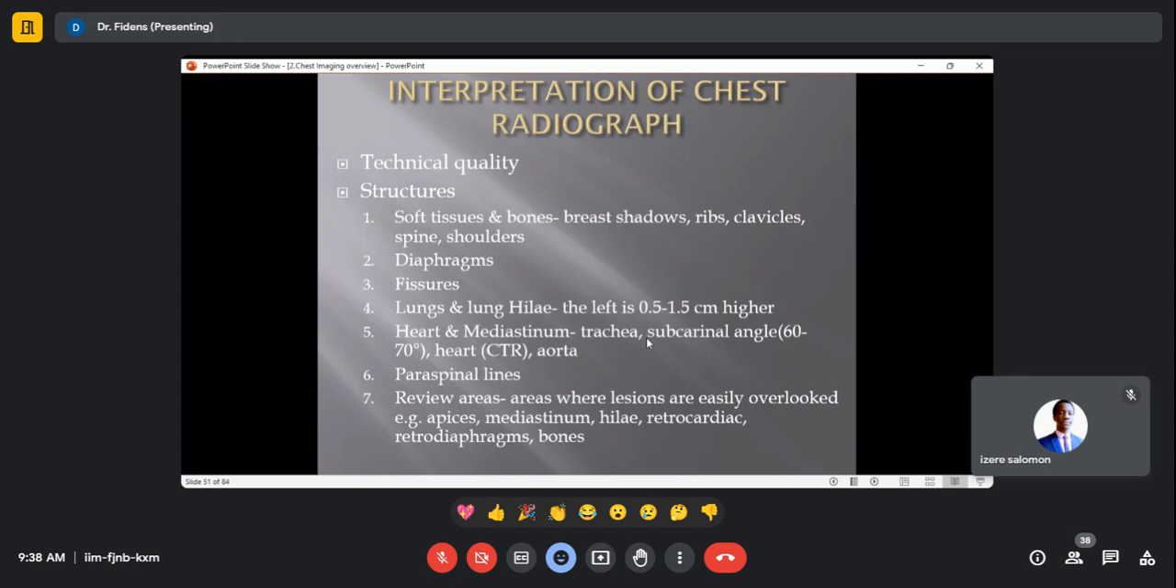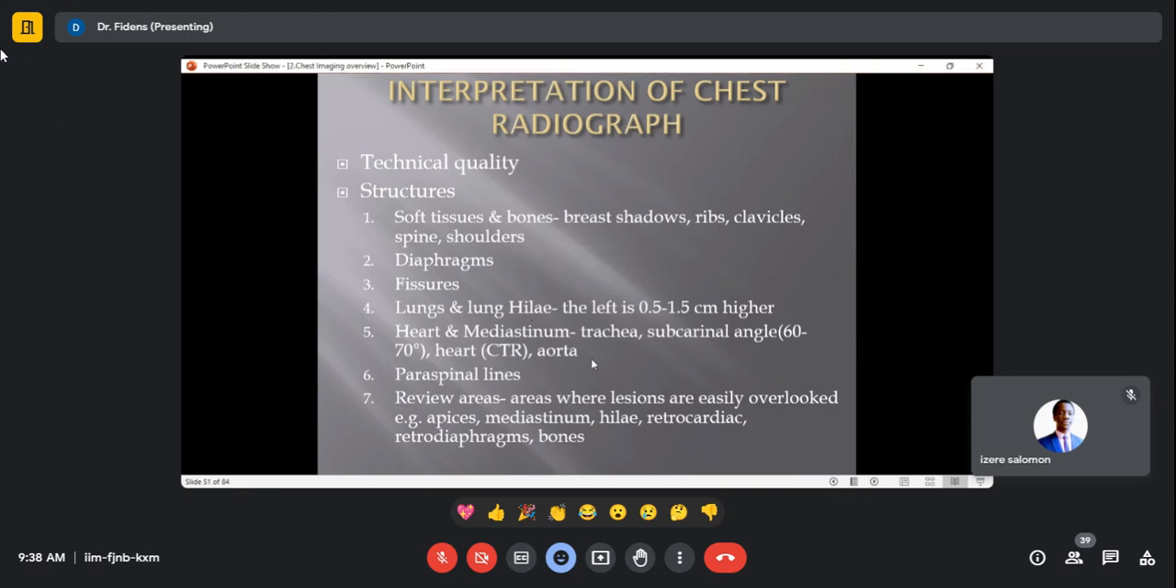You have to check the trachea from up, from the neck, to see the size of the trachea. You have to check if it is central, not deviated to one side. You have to remember the carina: is it a normal angle of the carina, subcarinal angle? Should be between 60 and 70 degrees. If it is widened or enlarged, you should think of something.